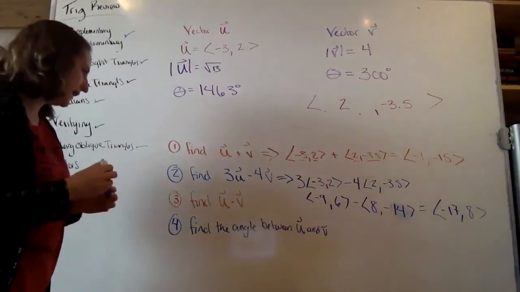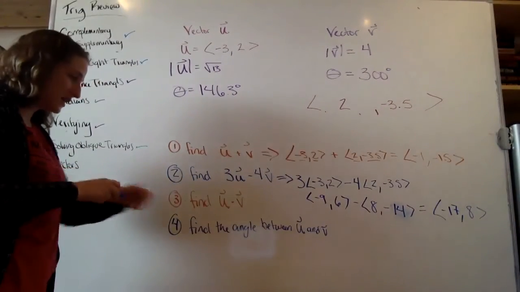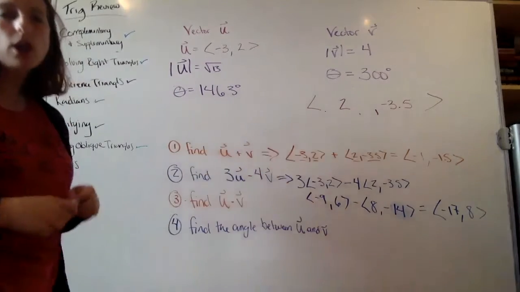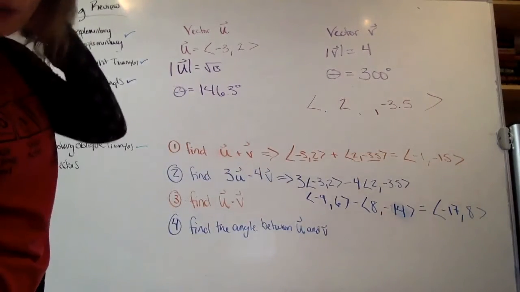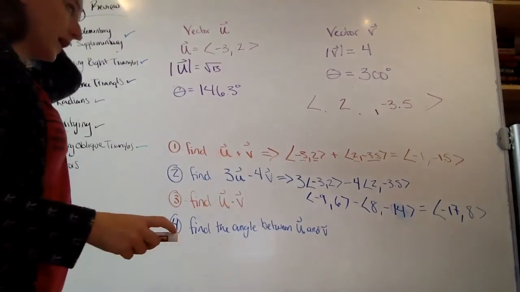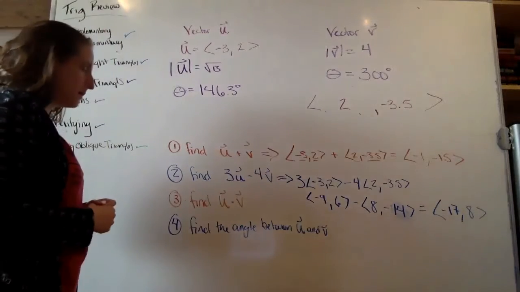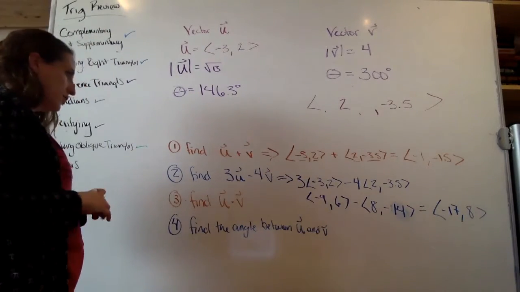Okay. All right, let's move on and find the dot product. Okay. There are 2 ways that we can find the dot product. We can find the dot product algebraically, and we can also find the dot product geometrically.